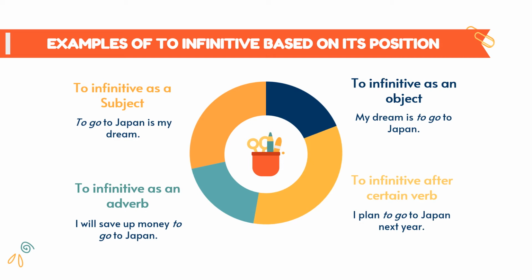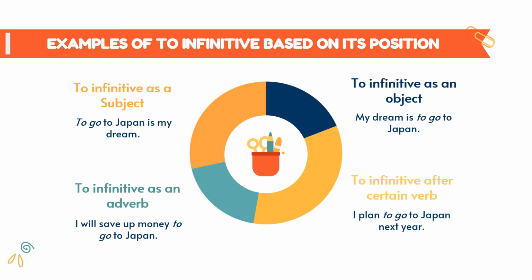And the next is to infinitive as an object. My dream is to go to Japan. How do we know that this is put as an object? It is because in this sentence, is the to be, which is the verb of the sentence. And as we know, the object is put after the verb. So this to go, whose position is after the verb, is the object itself.